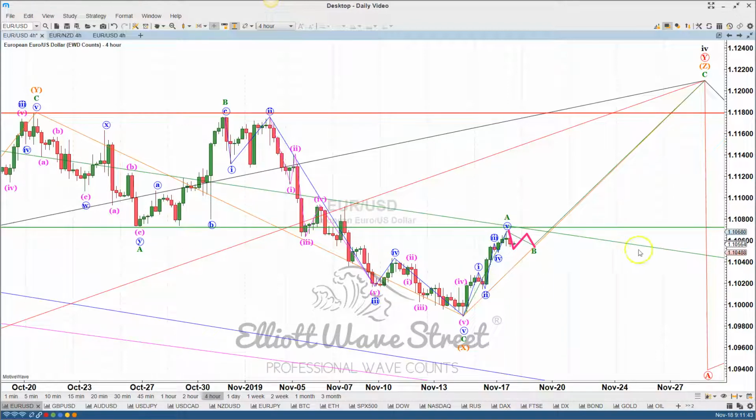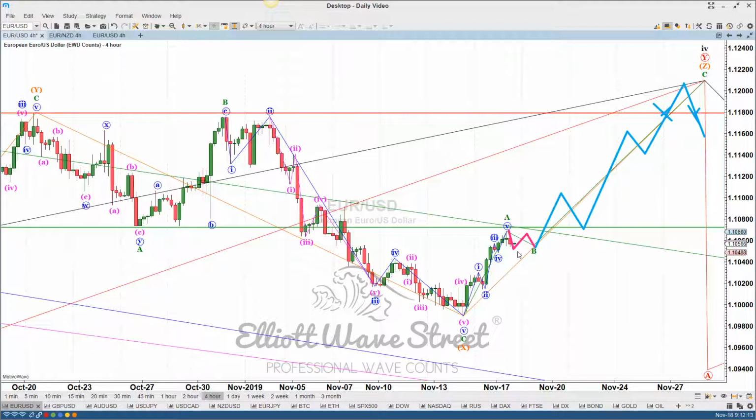Once we have the completion of the B wave, let's get ready for another 5-wave sequence up. The minimum target is the 111.80 area. Once we are there, I want to look for the reversal to sell the euro. So for now, I'm long. I triggered my trade at the 110.25. I took some partial profits at the 110.50-60 area.